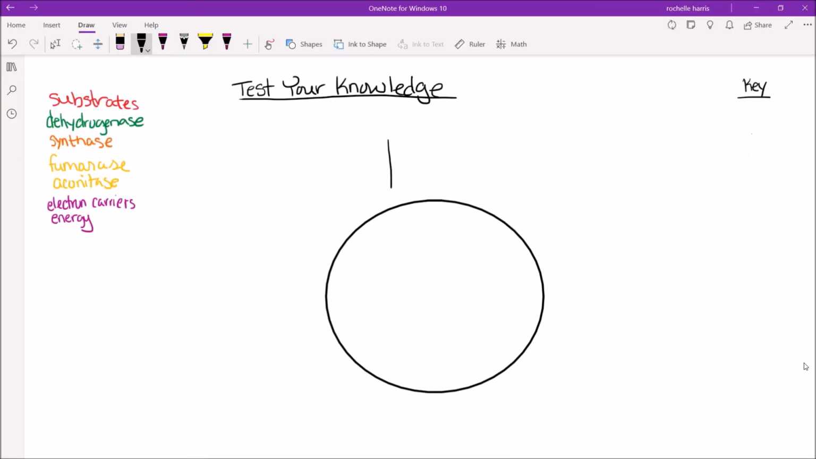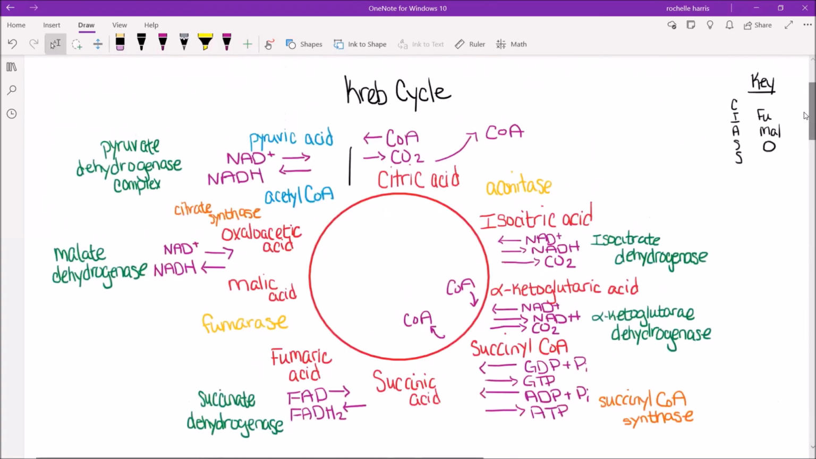Now it's time to test your knowledge. Don't forget to put down your key, fill in the substrates, your enzymes, your electron carriers, and energy. At the end, it should look something like this.